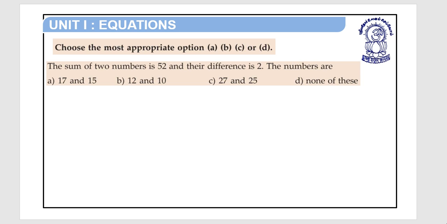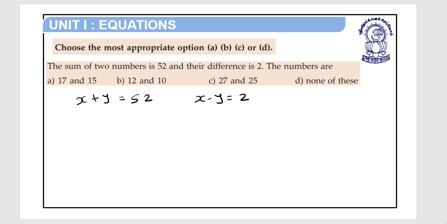Now, choose the most appropriate option A, B, C or D. The sum of two numbers is 52. Consider two numbers x and y, where x plus y is 52, and their difference x minus y is equal to 2. Find out the numbers.